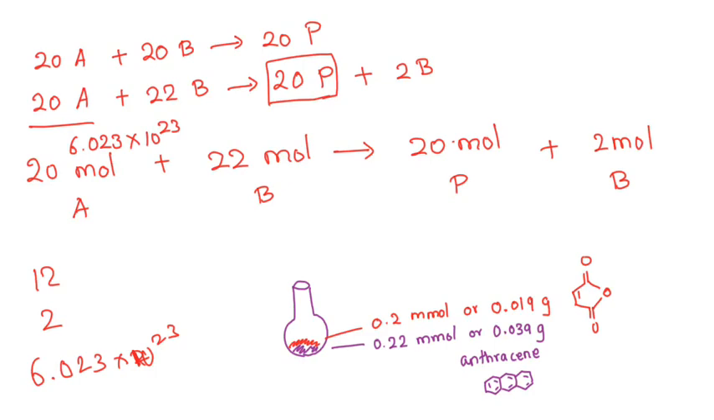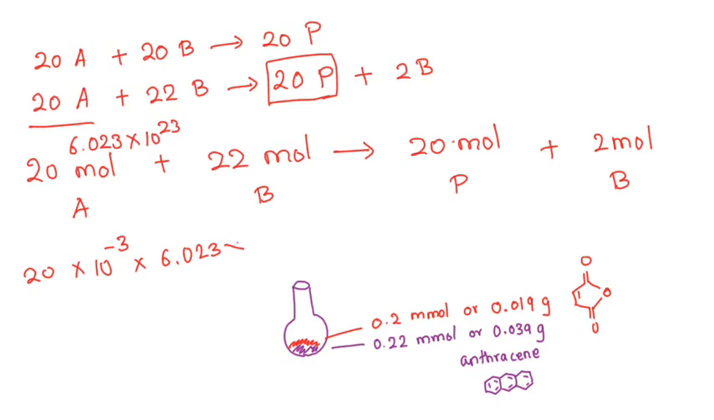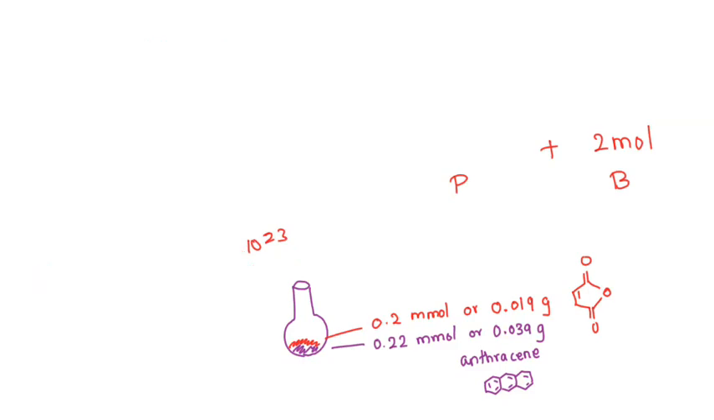Now, this is a millimole. We're talking about millimoles, which means you'd have 20 times 10 to the power negative 3 times 6.023 times 10 to the power 23, right? So this is mole, this is millimole. So just an introduction for limiting reactant. So let's get back to our flask.